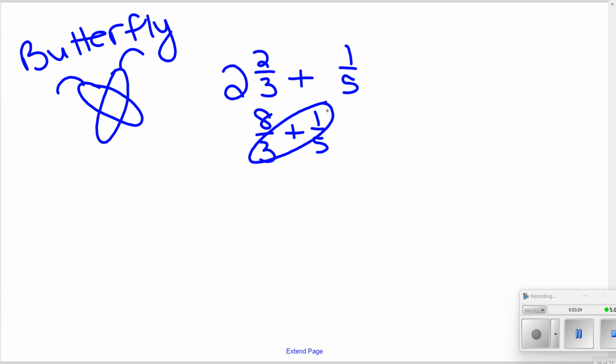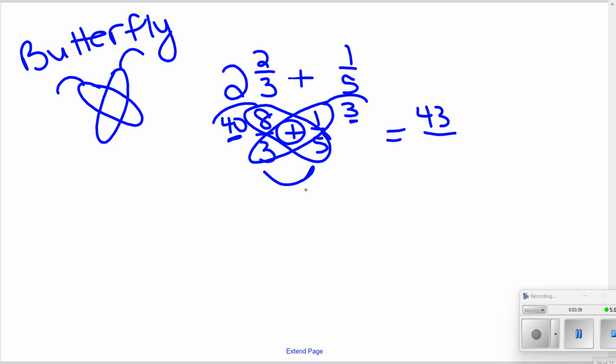So I'm going to do 3 times 1, which is 3. I'm going to do on the other side 8 times 5, which is 40. So I'm going to add 40 to 3 and get 43. And then I multiply my denominators together. So it's a happy butterfly. 3 times 5 is 15. And then I reduce it just like I did in the last step that you saw. So I know that 43 over 15 reduces to 2 and 13 out of 15.